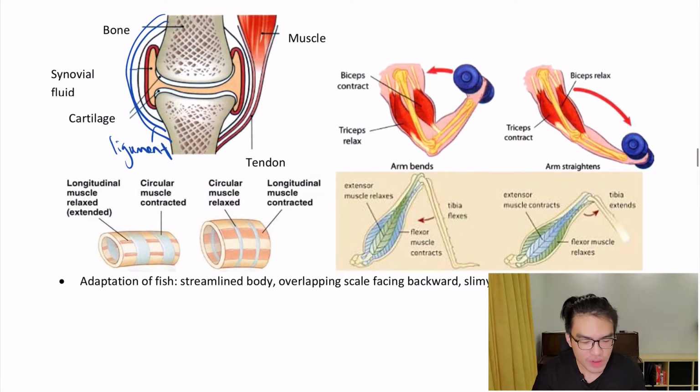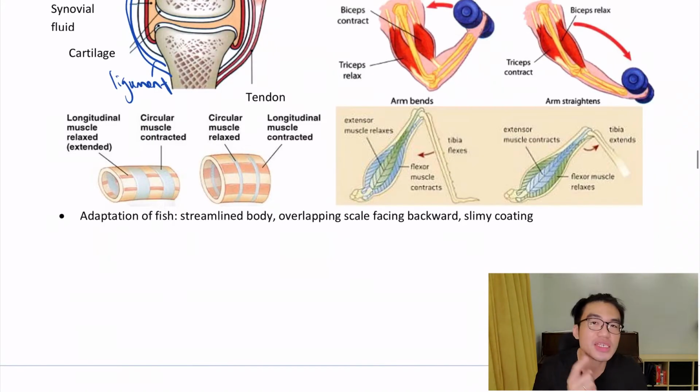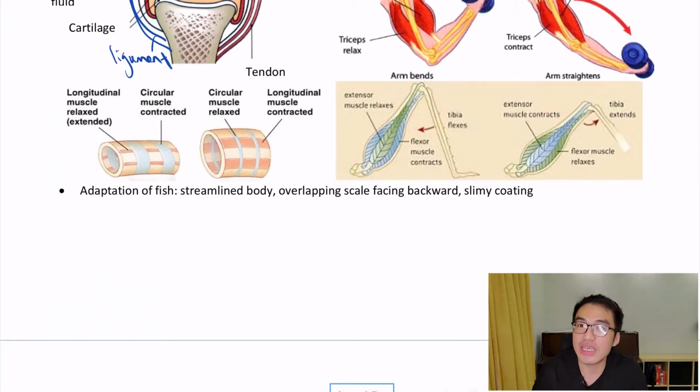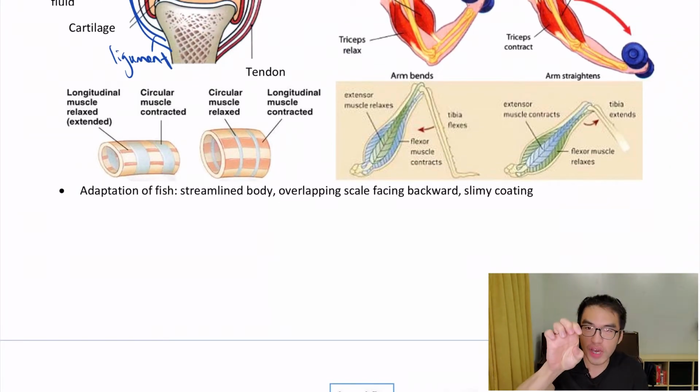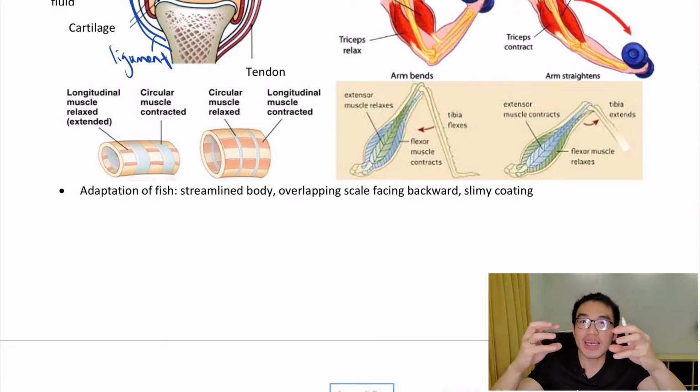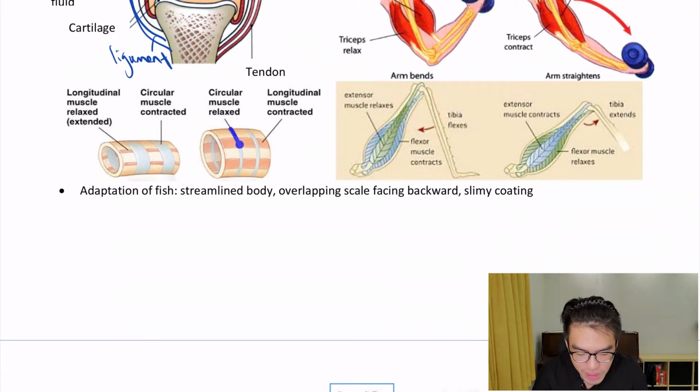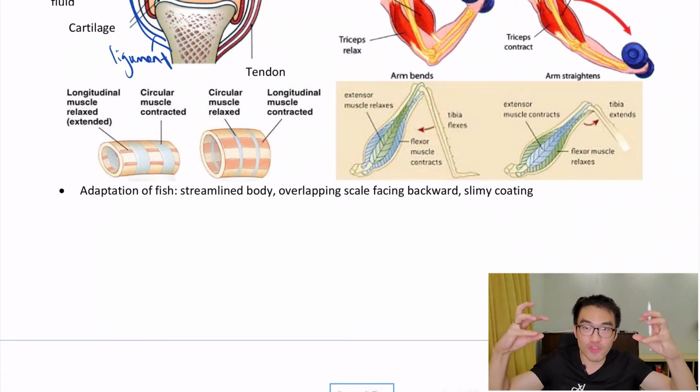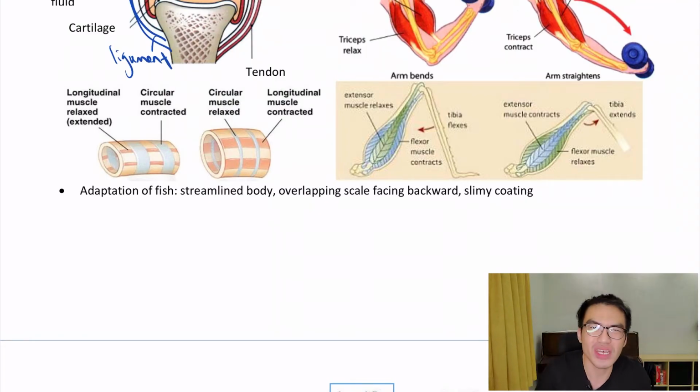Okay, moving on, you have your human arm here. Antagonistic means they work in opposite. When one contracts, one relaxes. When one relaxes, one contracts. Same goes for animals. This is in earthworm. When the circular muscle contracts, the longitudinal muscle relaxes, they will become longer. And then when circular muscle relaxes, longitudinal muscle contracts, they will pull the worm shorter and fatter.